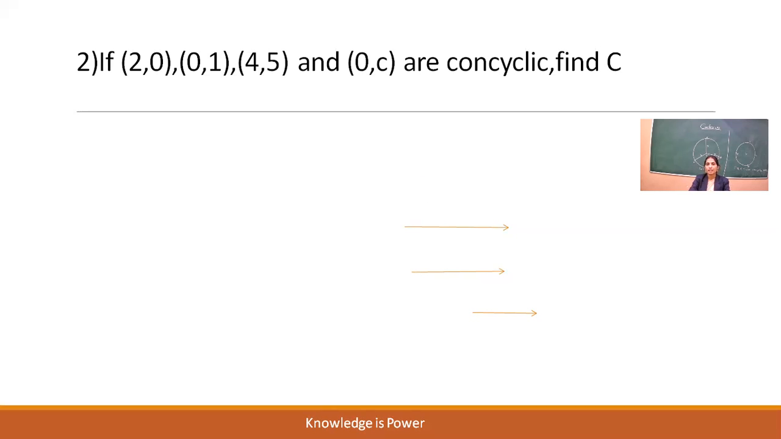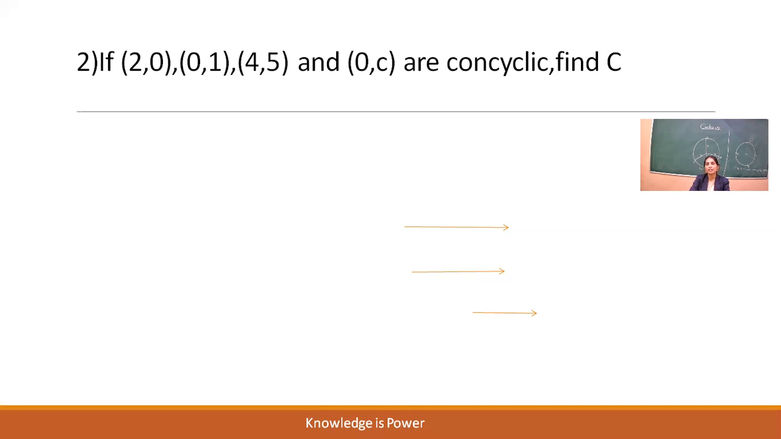Now we'll also discuss method 2. Before going to method 2, let us solve another important problem which may come in IB also. Many times it has come for 7 marks. We have a question here. If (2, 0), (0, 1), (4, 5) and (0, c) are concyclic, find the value of c.